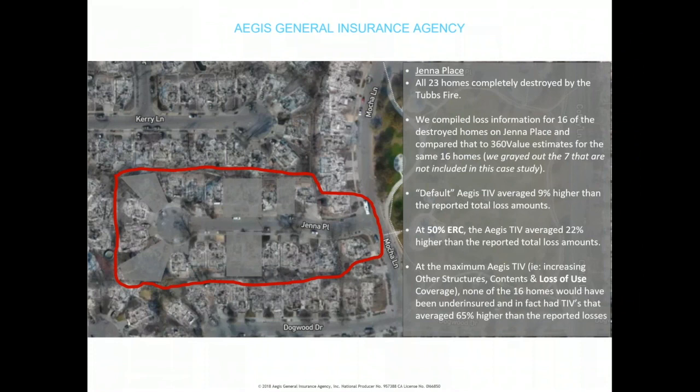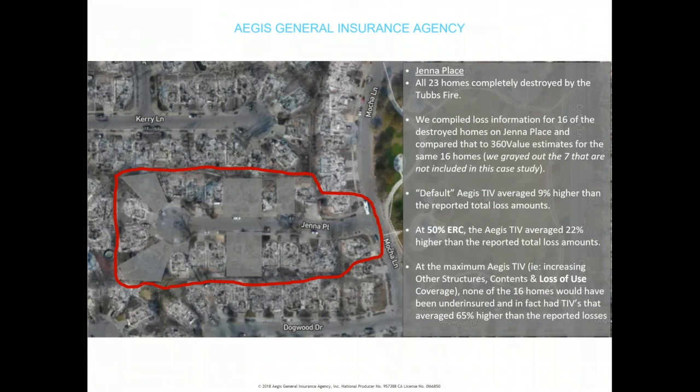Again, I would only do that if they actually have larger structures, because we're not just going to stack the limits and add that. Of course, they have to have other structures that are damaged. You could look at contents coverage, and the big one to me that I highlighted in there is loss of use. So after you adjust extended replacement cost up, and you also maybe adjusted the dwelling amount in the 360 value tool, then the third thing I would do is consider the loss of use coverage and perhaps increasing that.